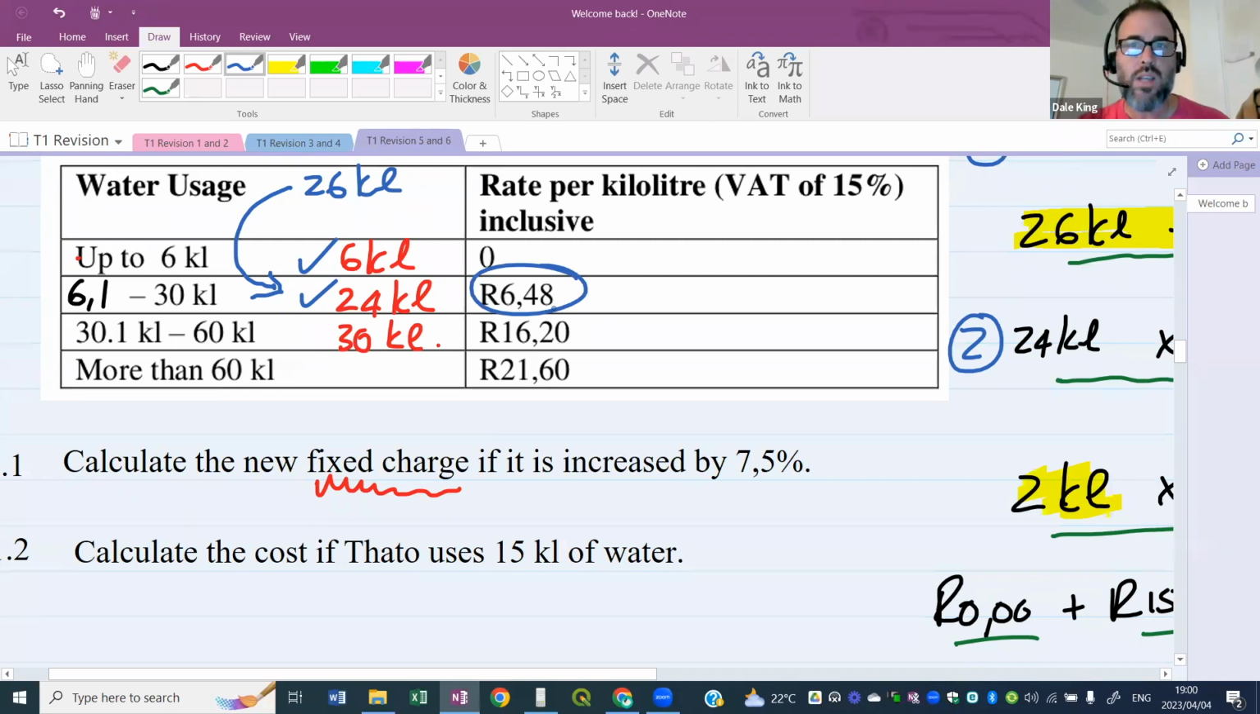Now, what do we charge that at? Well, you can't charge it at the second bracket rate because there's only 24 kiloliters of your water allowed to be charged at that rate. You've got to move into the third one. Okay, you've got to move into the third one. And you're going to charge at 16 Rand 20 for that last little bit of water, the 2 kiloliters of water.